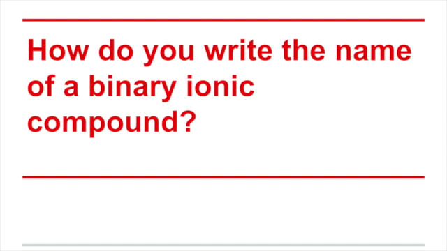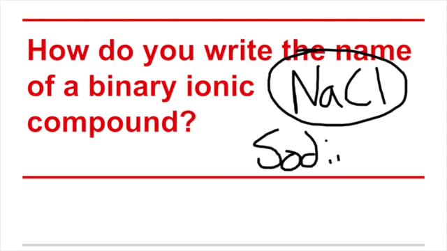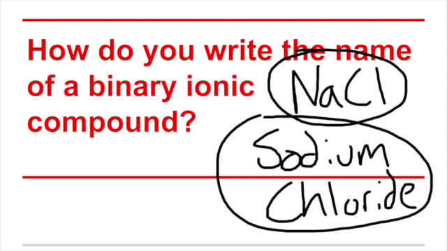All right, so now the last question that we are going to answer in part A, or part 1 of the 20-3 lesson, is how do you write the name of a binary ionic compound? What we've done so far, and let's use table salt again as an example, NaCl, is learn how to write the chemical formula for binary ionic compounds. Now you're going to have to learn how to actually give the binary ionic compounds a name.